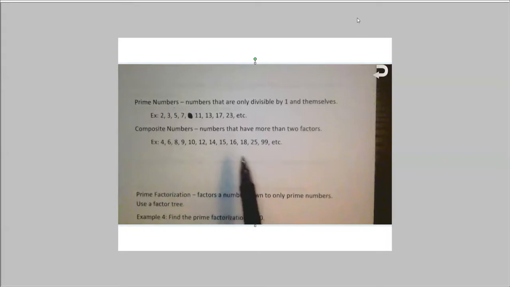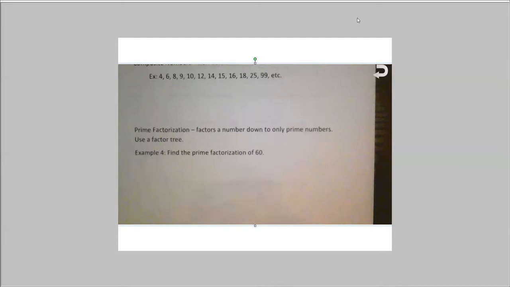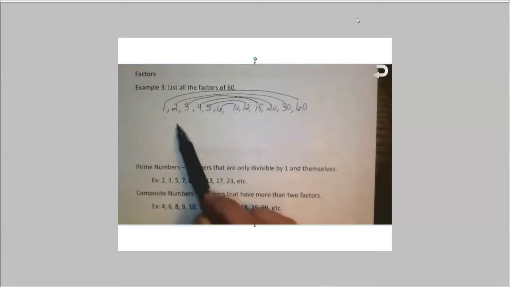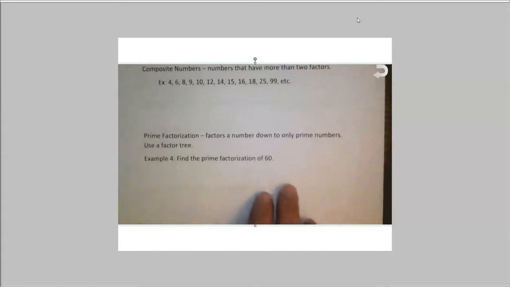We need to know what prime numbers are because we will be asked to find the prime factorization of a number. And this is a way to factor a number down to only its prime numbers. And we typically use a factor tree to do that. So I'm going to take that same number that we just used in our last example. Notice here I listed all the factors of 60. That includes some prime and some composite. Those were all the numbers that will divide evenly into 60. But if I want to find the prime factorization of 60, I want to know what are the prime numbers that multiply together to be 60.